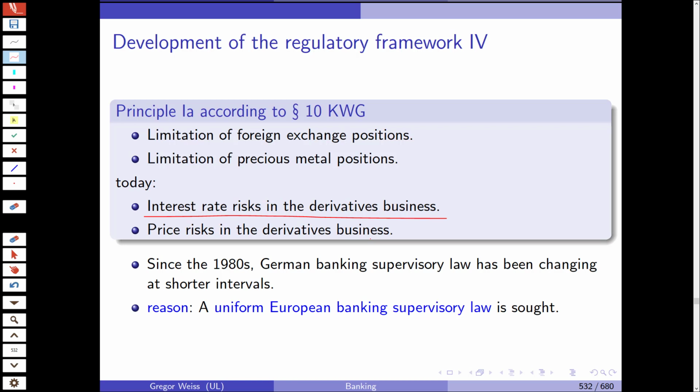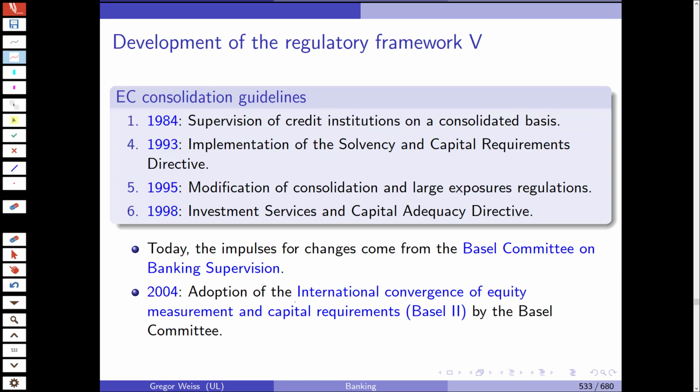And since 1980, basically, German banking supervision has been changing at much shorter intervals. The reason for this is because we have European Union law that is introduced into German law all the time. For example, if we start out by the European Community, in 1984, supervision of credit institutions on a consolidated basis. Then we had the implementation of the Solvency and Capital Requirements Directive. In 1995, we had the modification of consolidation and large exposures regulations. In 1998, the Investment Services and Capital Adequacy Directive.